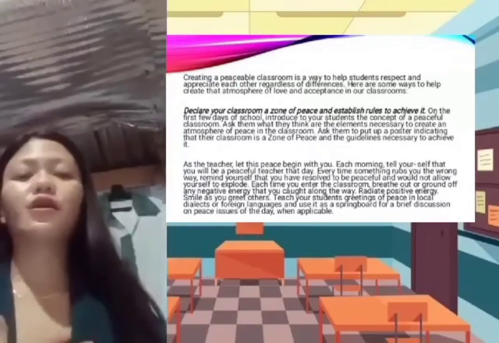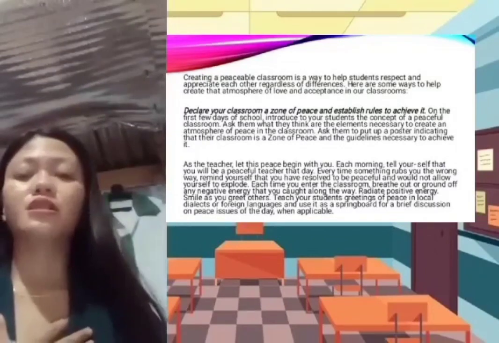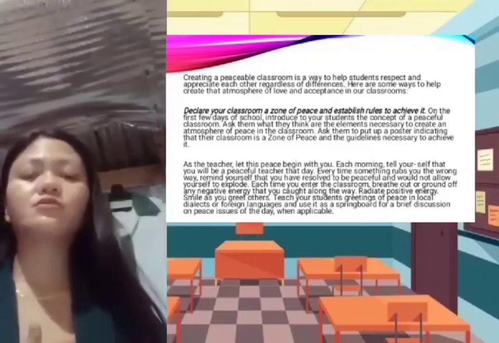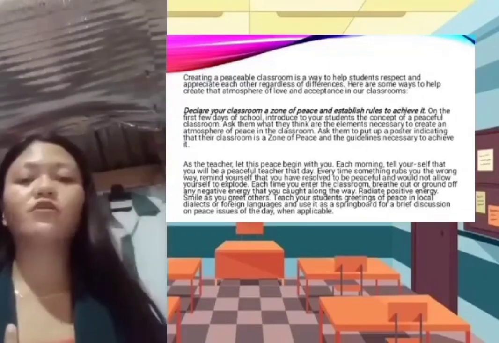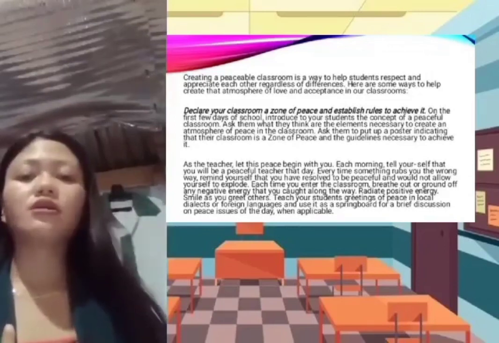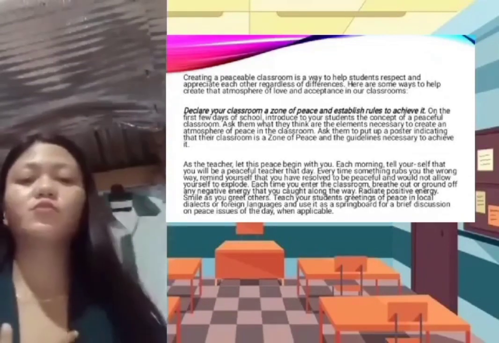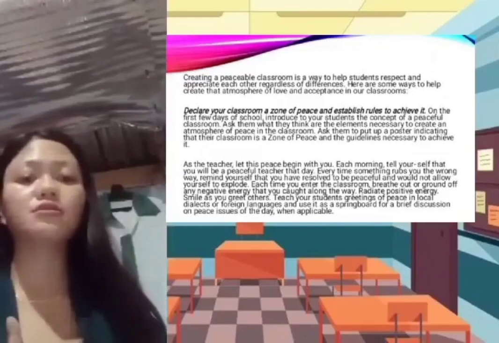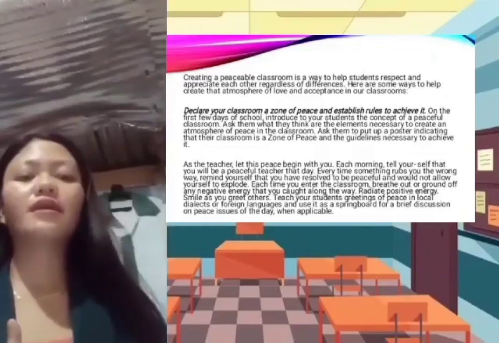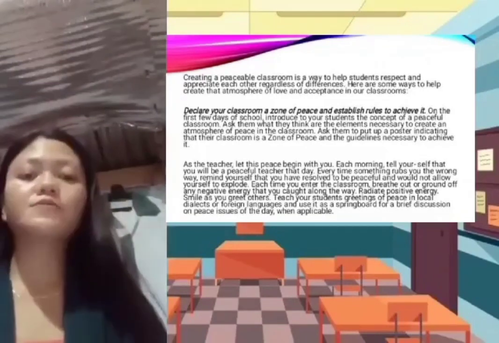Here are some ways to help create the atmosphere of love and acceptance in our classroom. Declare your classroom a zone of peace and establish rules to achieve it. On the first few days of school, introduce to your students the concept of a peaceful classroom. Ask them what they think are the elements necessary to create an atmosphere of peace in the classroom. Ask them to put up a poster indicating that their classroom is a zone of peace and the guidelines necessary to achieve it. As the teacher, let the peace begin with you.